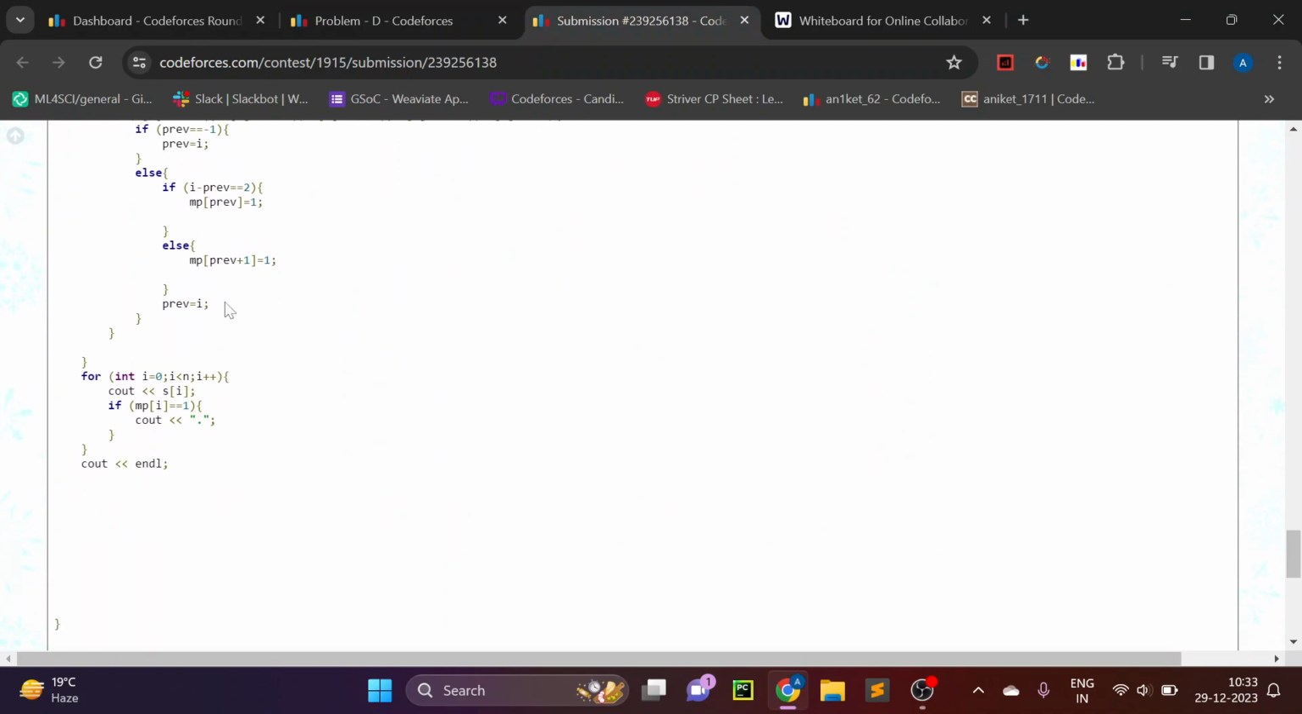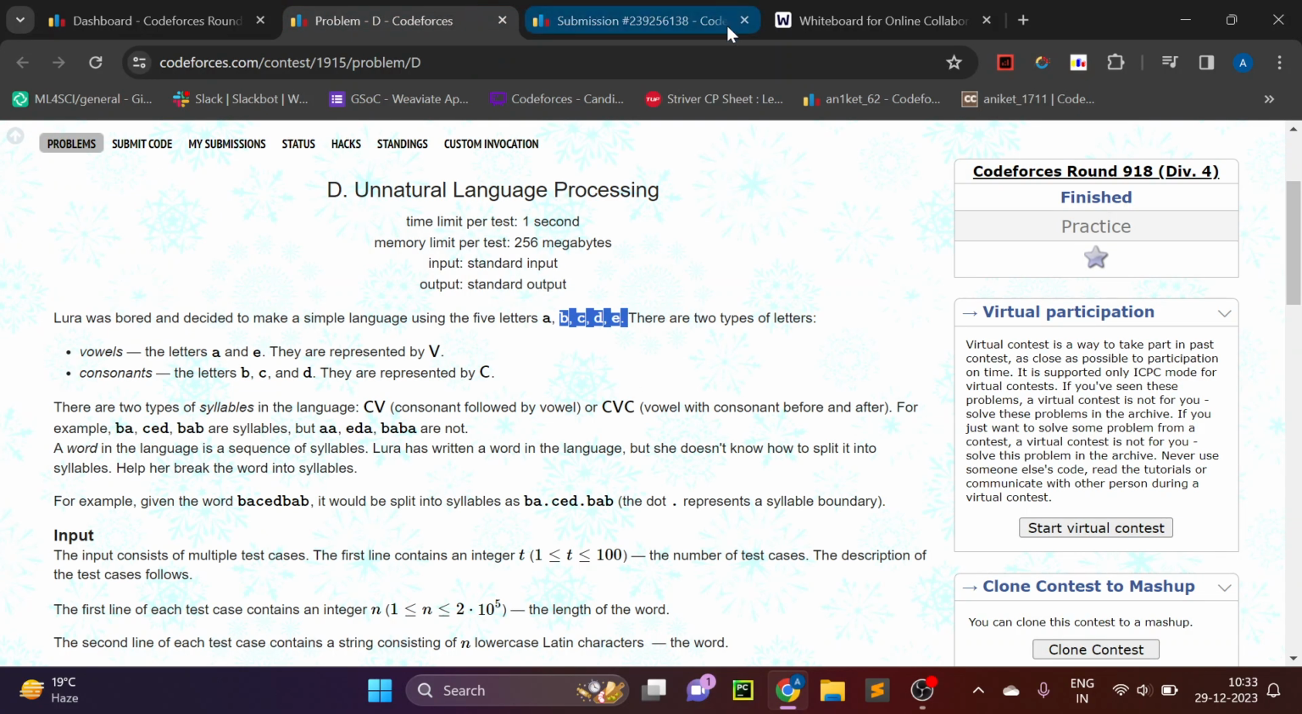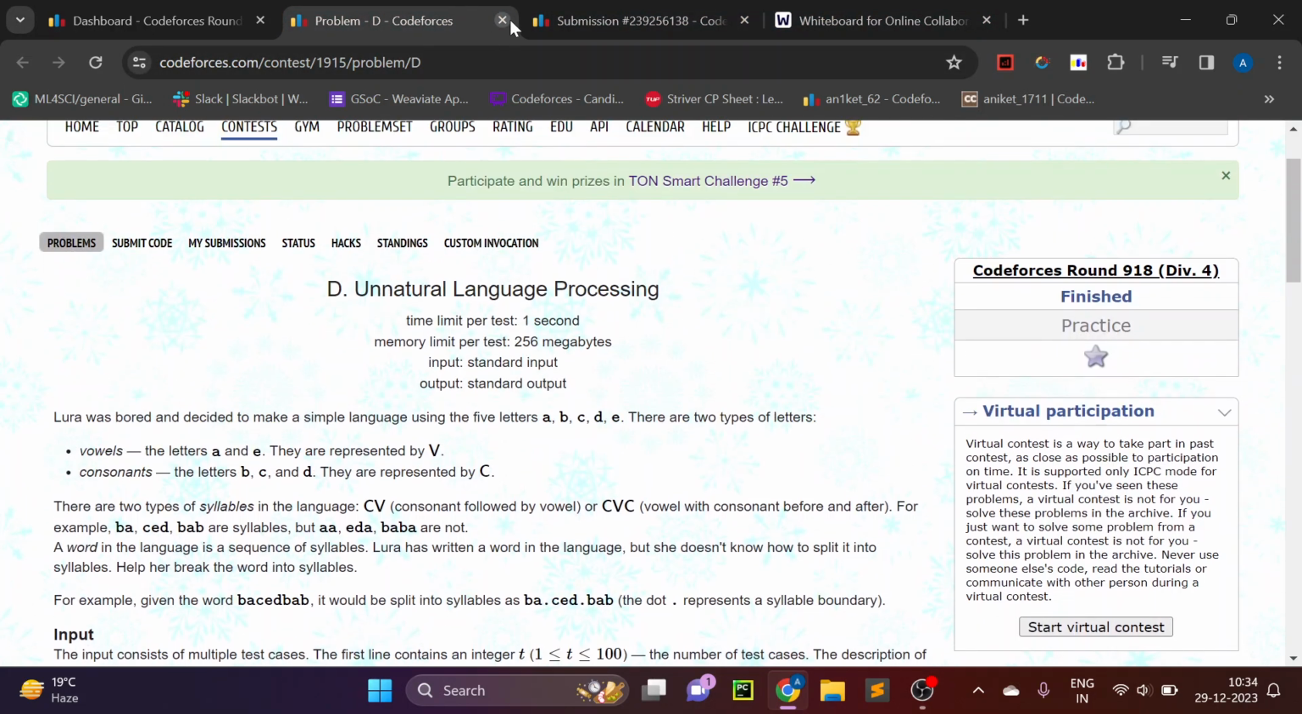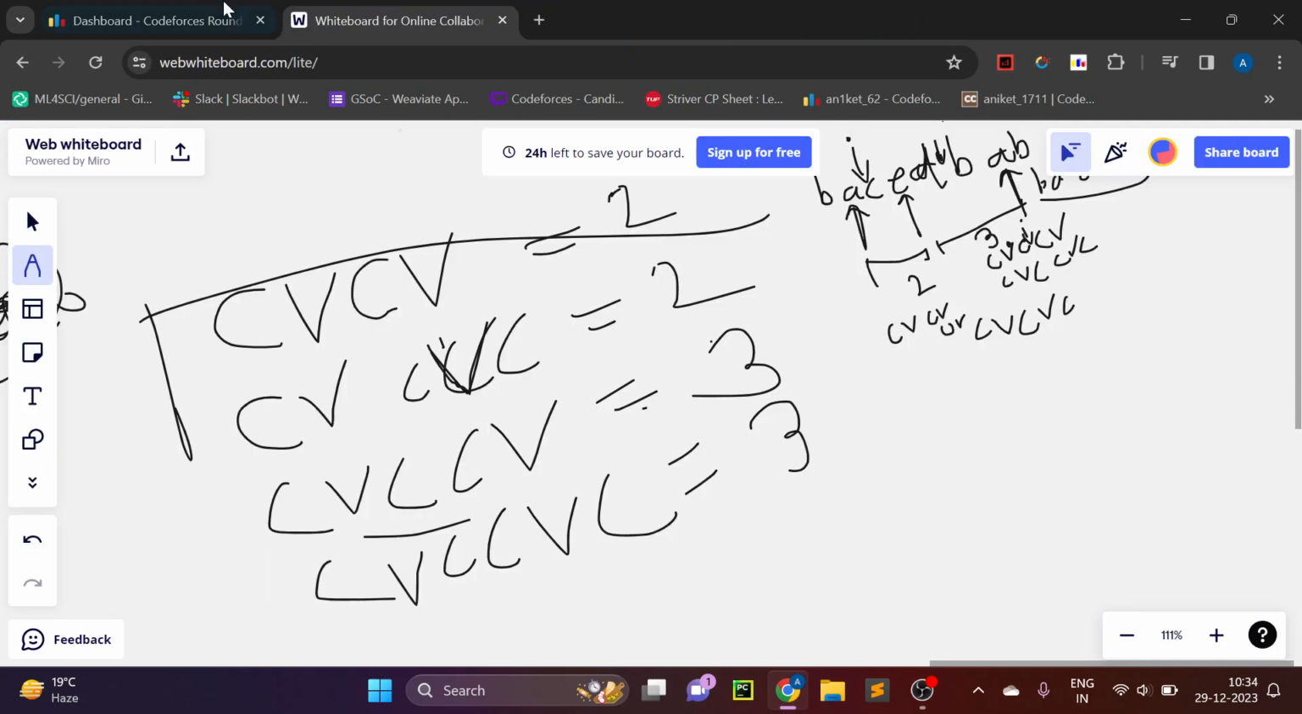Now also update the previous as I, and for each I iterating over the loop, I will print s of I. But if I have that I as marked, I will also output a dot, and finally I will just print the backslash n. So this was the solution for problem D. Let's move on to problem E now.